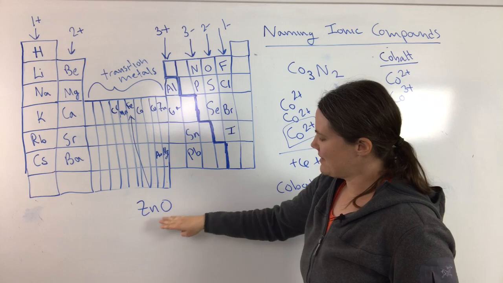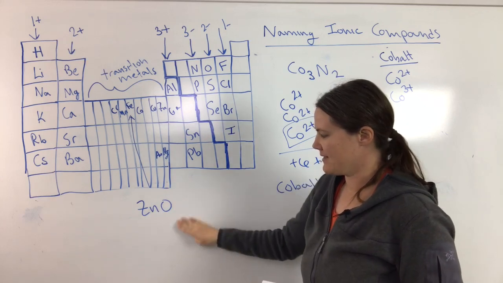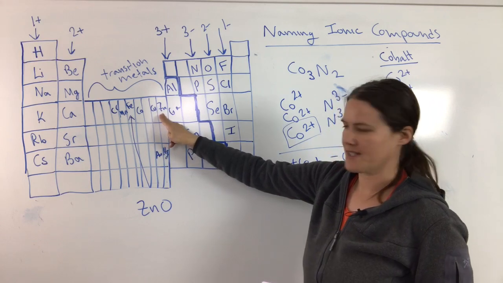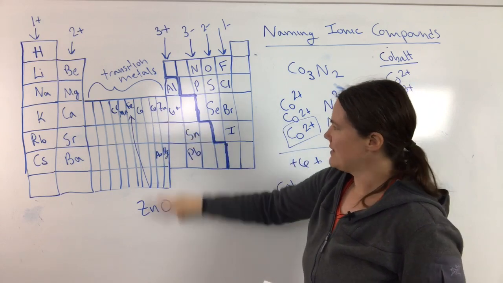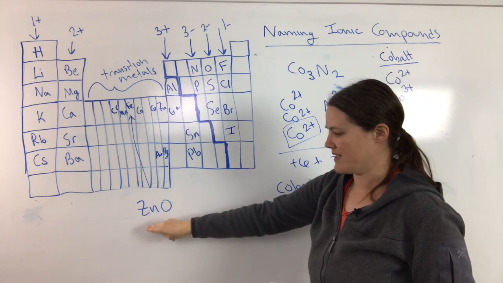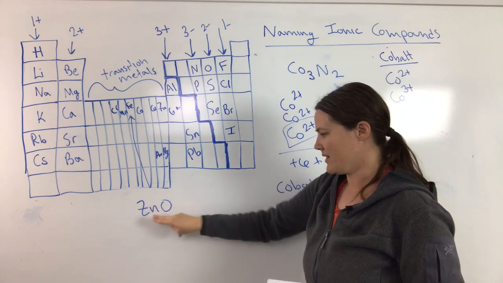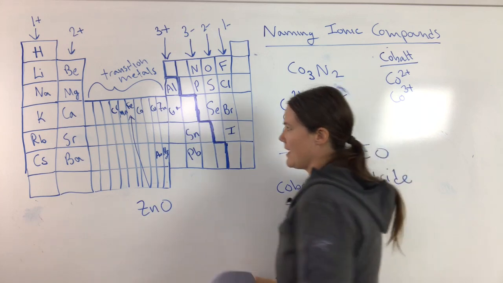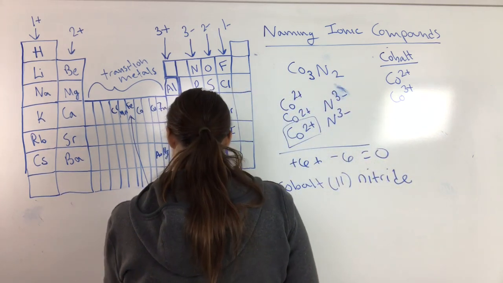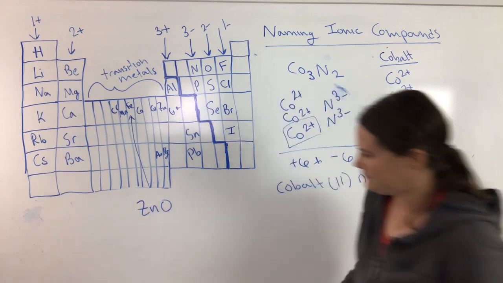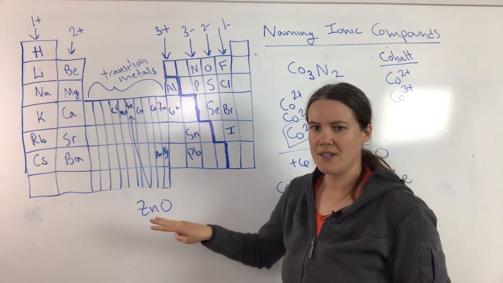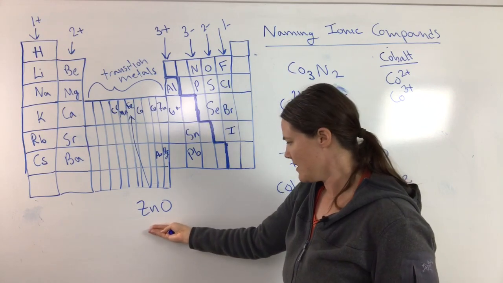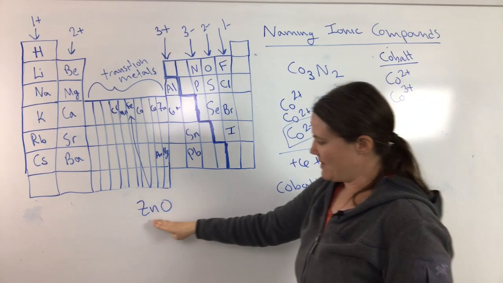Let's look at zinc oxide, let's look at zinc and oxygen. So we want to figure out if this is forming an ionic bond. So we have zinc, which is a transition metal, and we have oxygen, which is a nonmetal. So we have a metal and a nonmetal, so we know that this is forming an ionic bond. So we want to figure out what the name is for this compound.